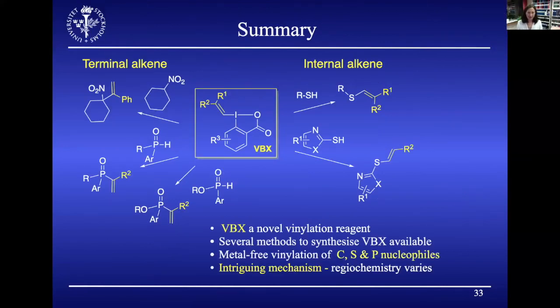So to summarize, I've shown you that VBX is a novel vinylation reagent, that there are several methods to synthesize it. So you can either go from iodine(I) or from various iodine(III) reagents to form all kinds of VBX reagents. I also showed you this core substituted dimethyl VBX, which works really nicely in some cases. And also the vinylations of sulfur nucleophiles, phosphorus nucleophiles, and carbon nucleophiles. And at present, we're looking into the mechanism to try to find a general model to explain the reactivity and the regiochemistry with different nucleophiles. So that's work in progress.